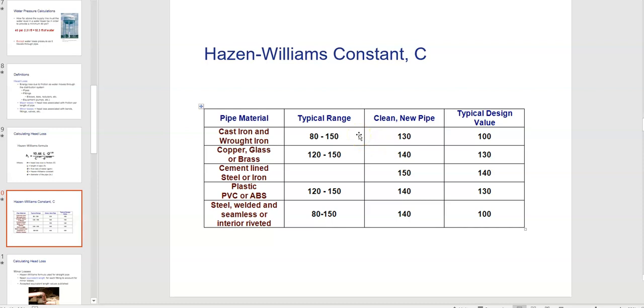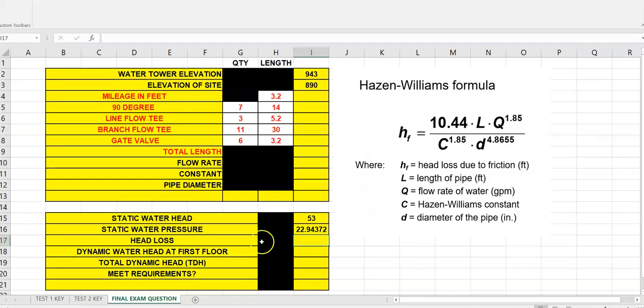For the sake of this video, we're going to look at cast iron and wrought iron pipe, and we're going to use a typical value of 100. If you were using these generally, you would use these numbers over here on the right. So we're going to go to our Hazen-Williams constant right in here, and we're going to put in 100. And I'm going to go ahead and hit enter.